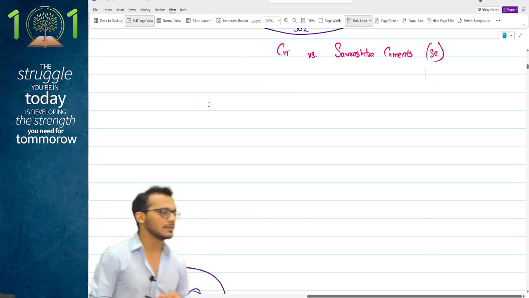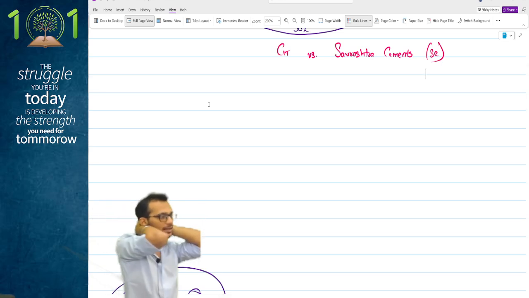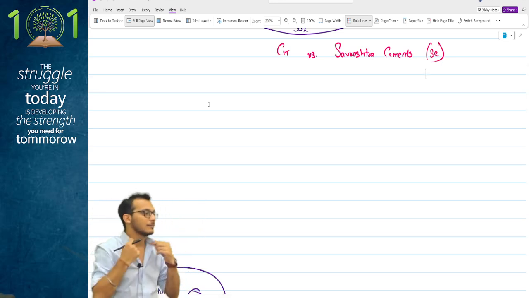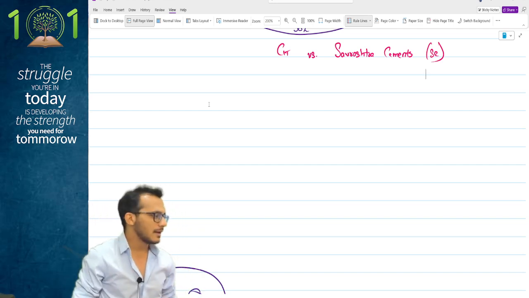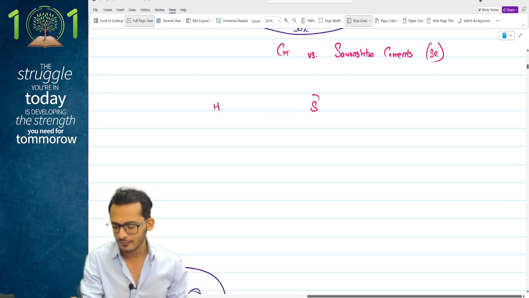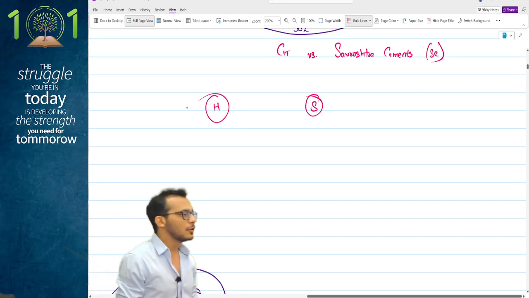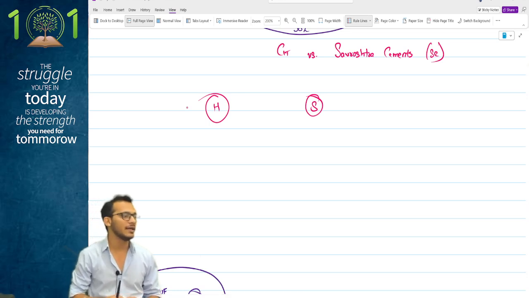What happened is, there were two foreign companies who have decided to come down to India and work in India. So these two companies, one is called H, one is called S. It's not holding and subsidiary, different names. Two companies decided together that they want to come down to India and work in India.